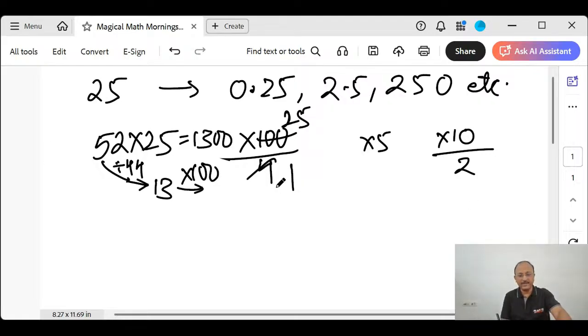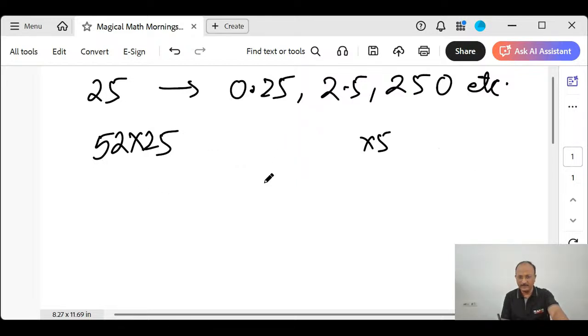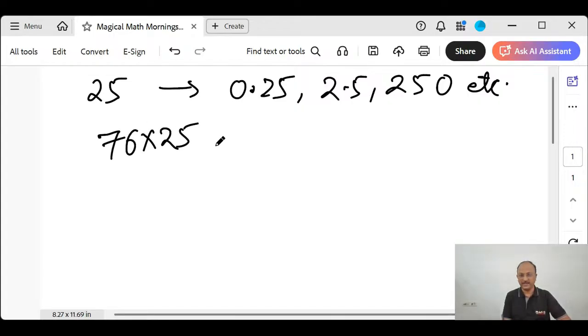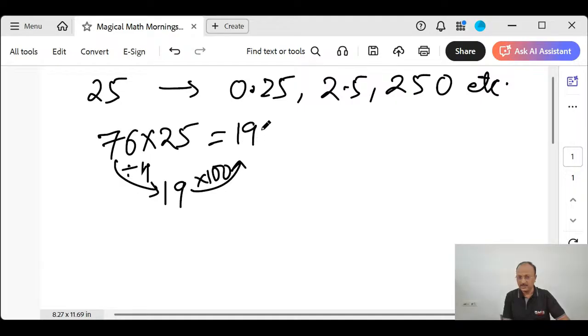Okay, let's take one or two examples to make you more familiar with this. 76 into 25, let's see what you will do. First you divide by 4. 76, half is 38, half is 19, correct? Divide by 4 means half of half, or else even 19 fours are 76. What we'll get by dividing by 4 is 19. Now to get the final answer, you will multiply by 100. 19 into 100 is very easy, just put two zeros after it.